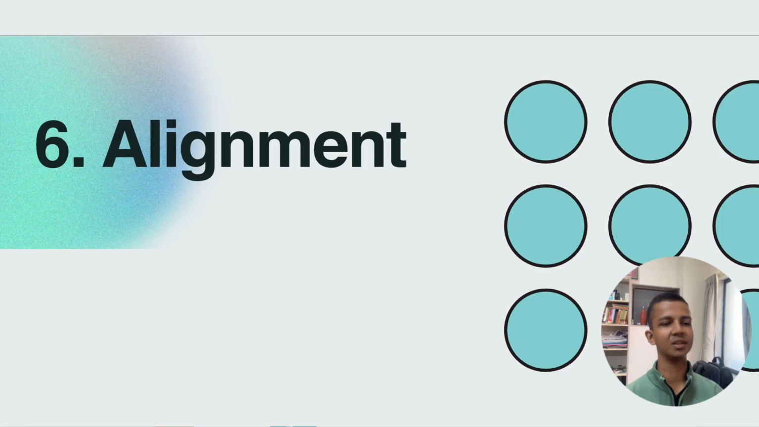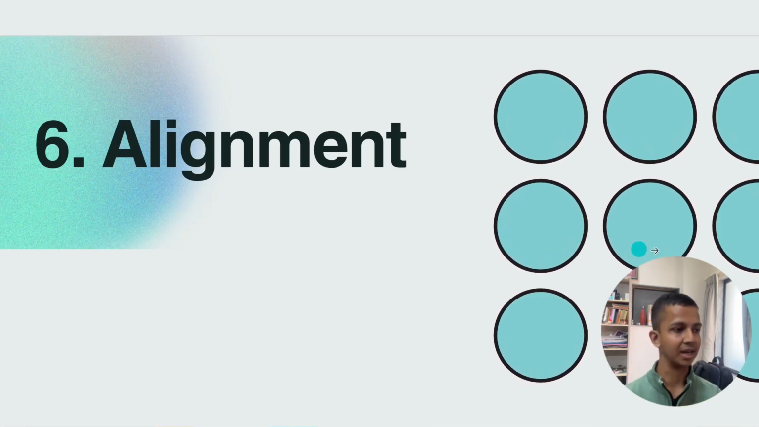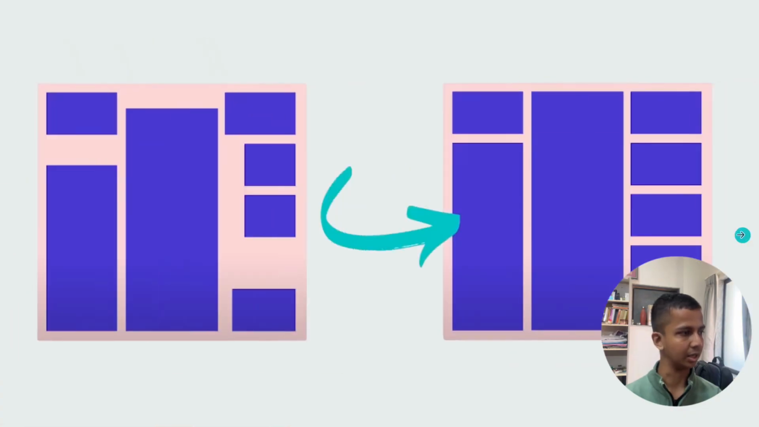Alignment keeps everything structured and easy to follow. Let's see how we can use alignment in our design. On the left hand side, you can see the elements are placed somewhat randomly. There is no grid followed and everything.